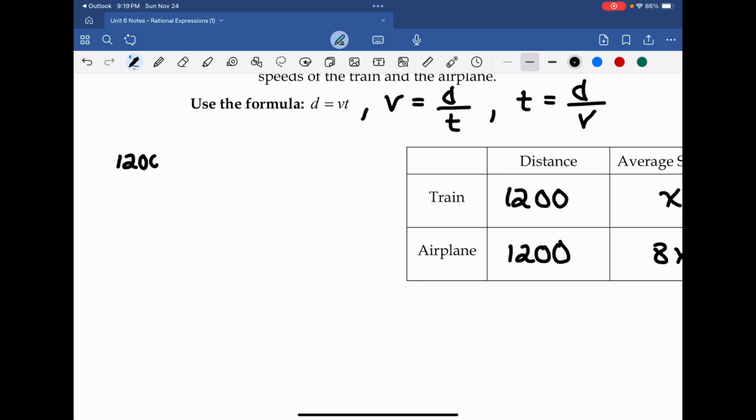So here's what I mean by that. We're going to get 1,200 over x minus 1,200 over 8x, and this is going to be equal to 14 on the right-hand side. I should probably write this a little bit over so we can fit all this in, and I'm just going to backtrack and make it a tiny bit neater. There we go. Okay, something very important at this point.